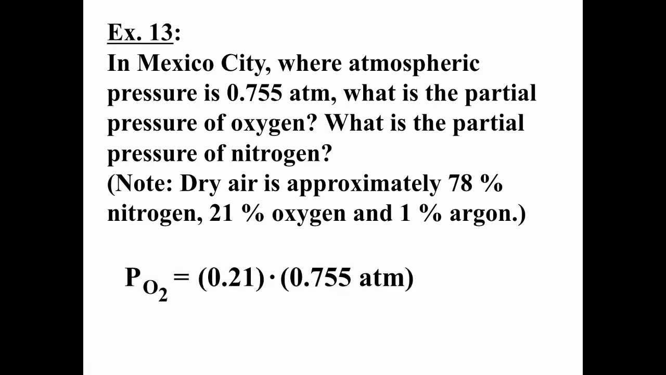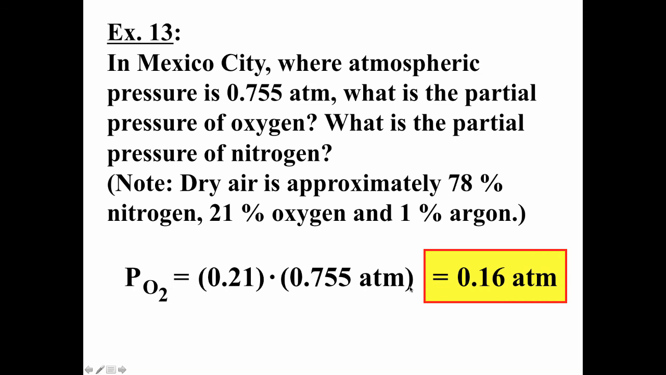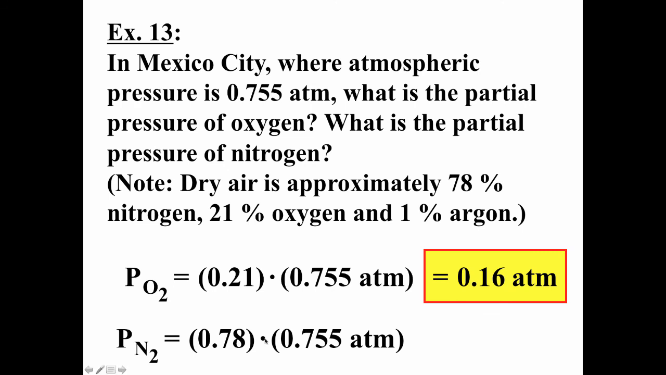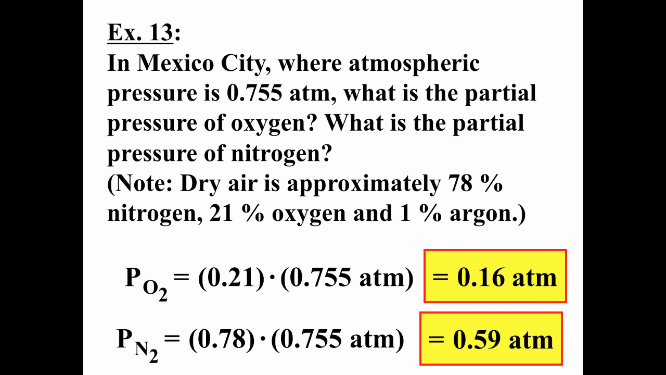And to calculate the partial pressure of oxygen, we just simply take the percent of the total air that is oxygen, but do it on a fractional basis. So 21% is 21 over 100, or 0.21. Multiply that by the total pressure, and it's 0.16 atmospheres. And the pressure due to nitrogen is the mole fraction of nitrogen, 78 over 100, which is 0.78, times 0.755 atmospheres, and that works out to be 0.59 atmospheres.